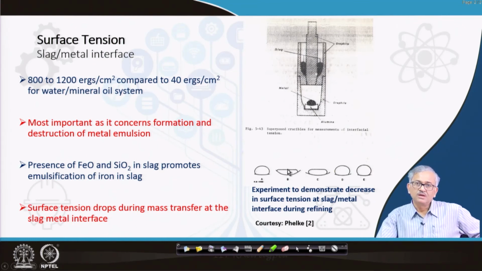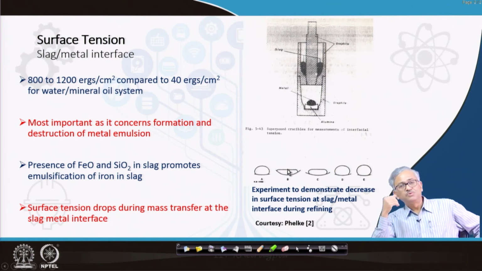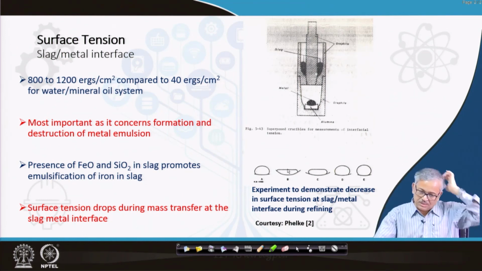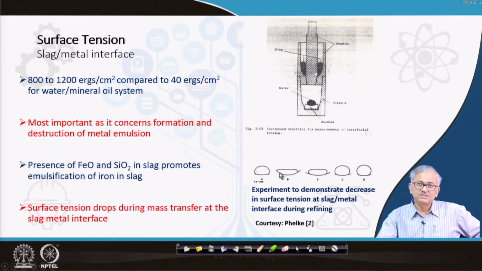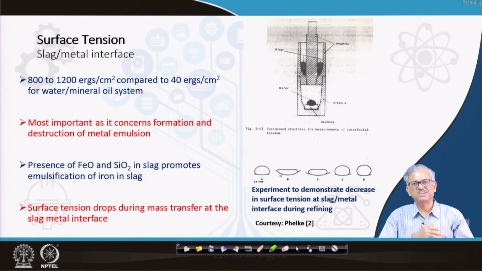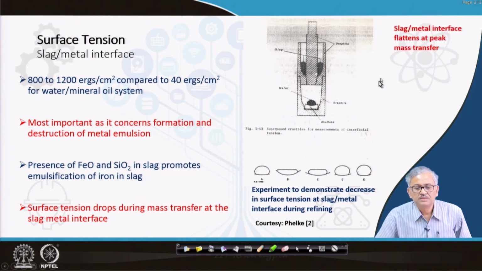So during the refining process, actually the emulsion and slag metal interface become much more stable. That is the most important. The surface tension decreases significantly, so emulsion will remain stable during the refining. So during the refining process, the slag metal interfacial surface tension decreases significantly, so emulsion will be quite stable. It flattens at the peak mass transfer. Flattens means basically your surface tension decreases. That is a very good thing.